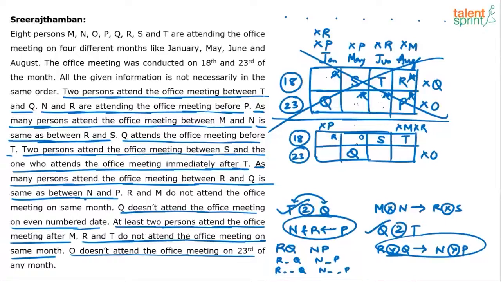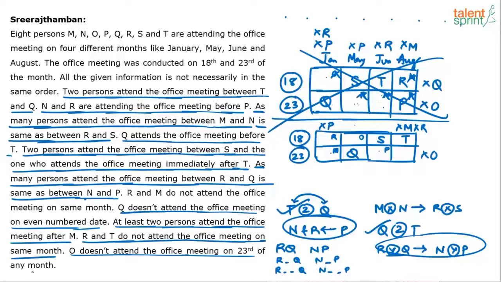Now, the number of people between R and Q is 2. So the number of people between N and P also has to be 2. So if N comes here, maybe P comes here. Yeah. And N cannot come here because there have to be 2 people between N and P. So I think, yeah, N and P, that's the only possibility. See, number of people between R and Q, 1 and 2. Okay, number of people between N and P also have to be 2. So N cannot come here because then there's 3 persons. Sorry. So where should N come then? If N comes here, then it's not possible. You're able to follow.